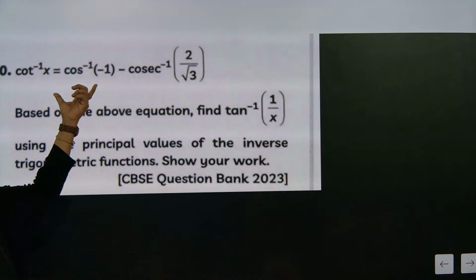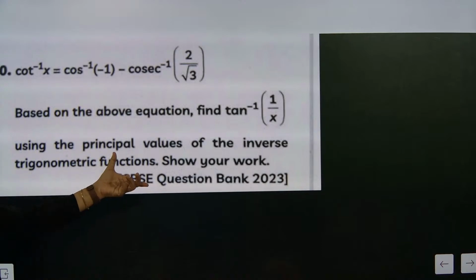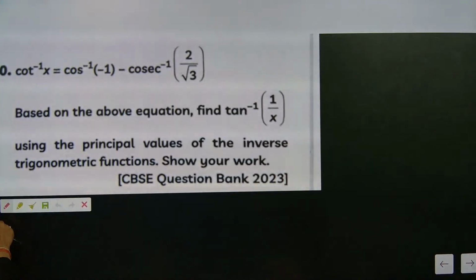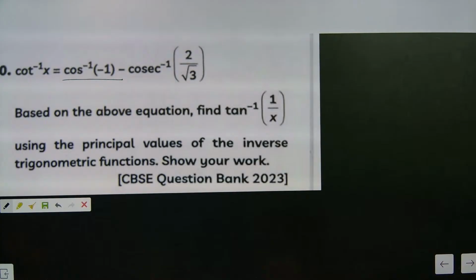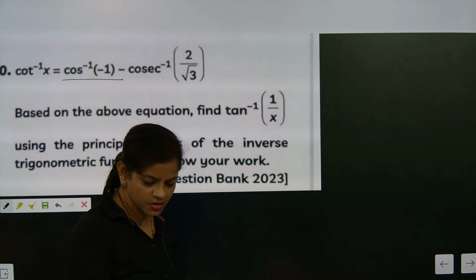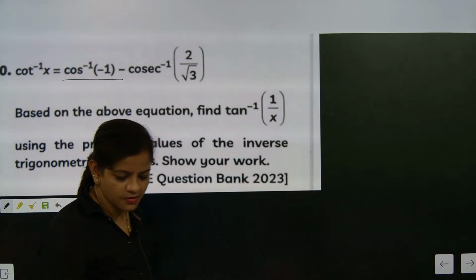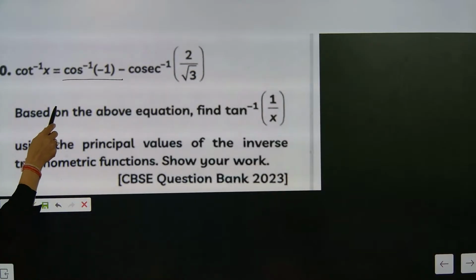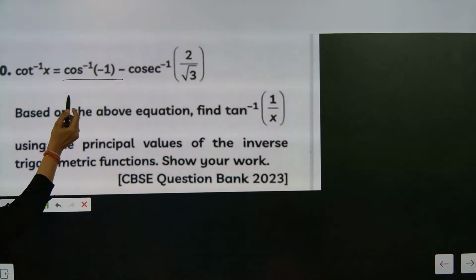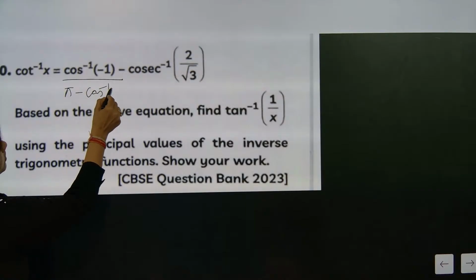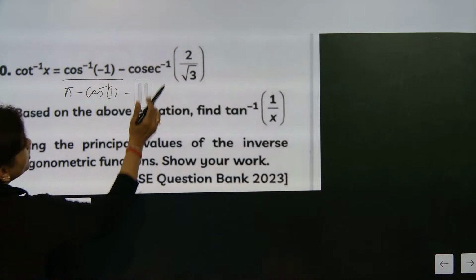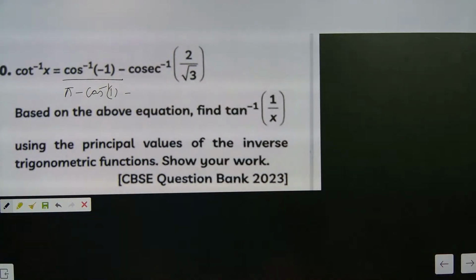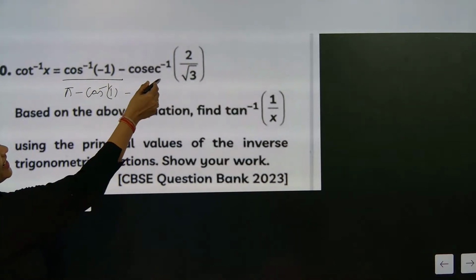Get ready for that. So now look at cos inverse x. Once we finish this one, we will solve other questions. Now look at this part: cos inverse minus 1 is there. What is the answer here, beta? Cos inverse minus 1 will become pi minus cos inverse 1, and then minus cosecant inverse. What will cosecant inverse 2 by root 3 become?